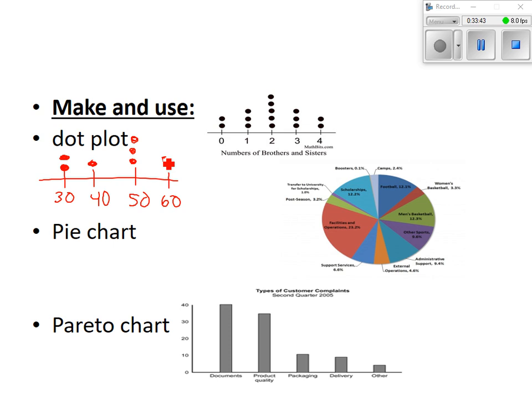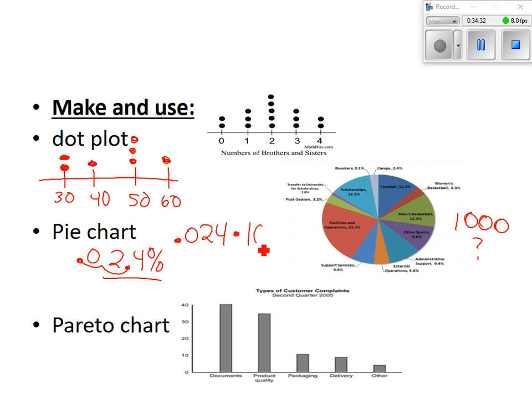Pie chart, we didn't do a whole lot with pie charts, but be able to, I don't know, can anybody see a percent on that? I see 2.4. So 2.4%, is that one of them? Yeah, that's closer. All right, 2.4%. If they told us that this represented 1,000, whatever it is, I don't know because it's too small print for me. If that represented 1,000 people, and we wanted to figure out how much the piece of the pie that's 2.4 represents, then we just change this to a decimal, bump it over two places, so 0.024, and we times it by 1,000.